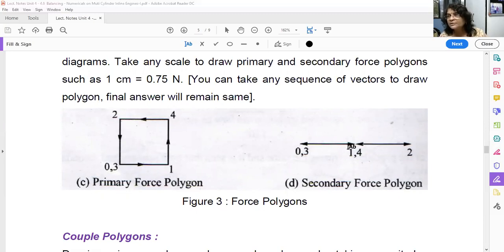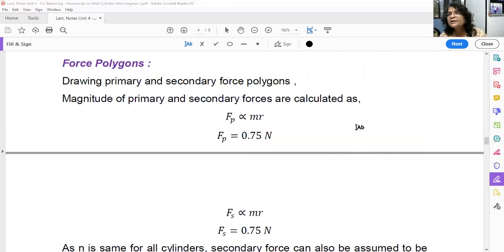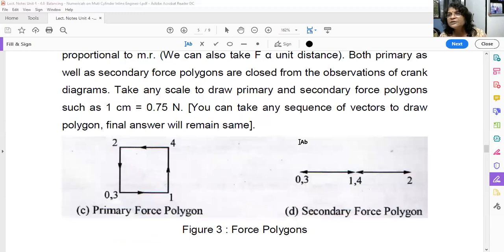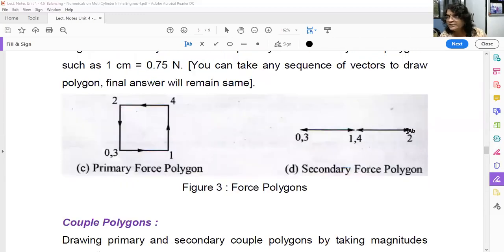0 to 1, correct? Then it is 2. So from 0 to 1, 1 to 2, we reach here. Now 2 to 4, 4 to 3. Again we came back here. Though it is not physically a polygon, this is a straight line, but this is called a closed force polygon. Why? Because we started from this point and we came to this point only. So the starting point and end point of this line are the same. That's why it is a closed force polygon.